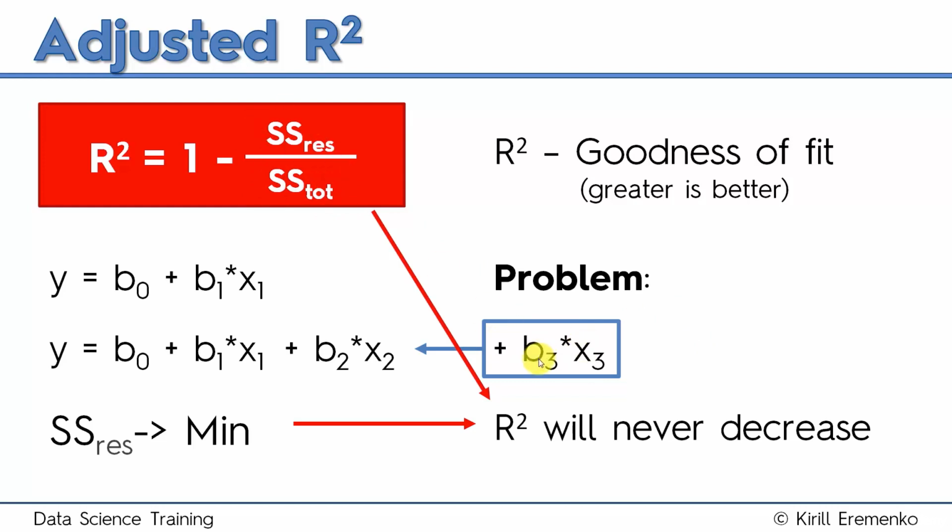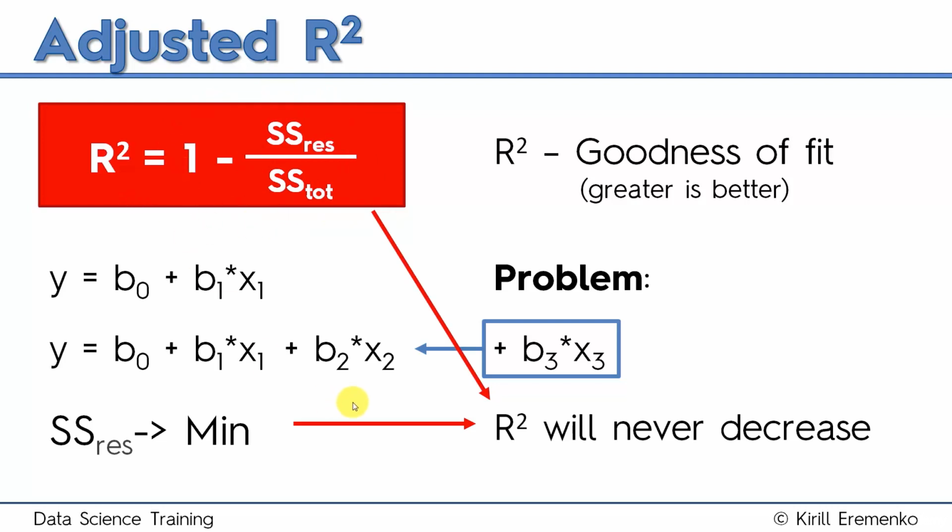So by adding a new variable, the regression process through this condition will definitely try to minimize this value, make it even smaller than it is currently. And that way, this whole part will decrease and this whole part will increase. So your R squared will increase.